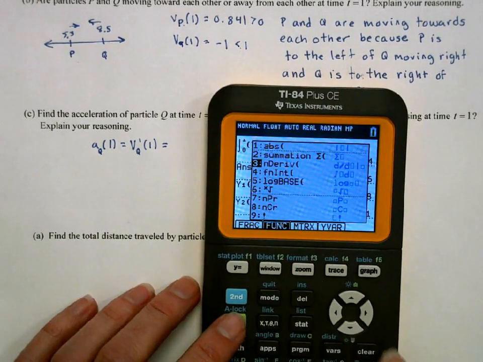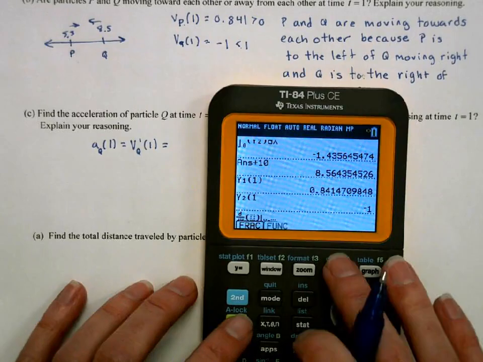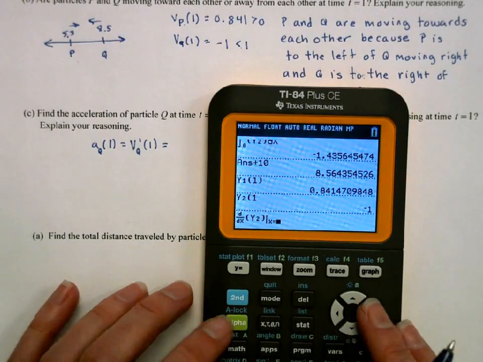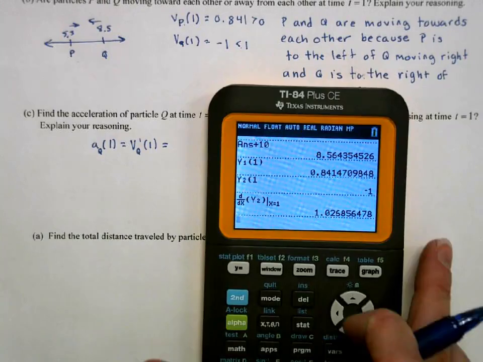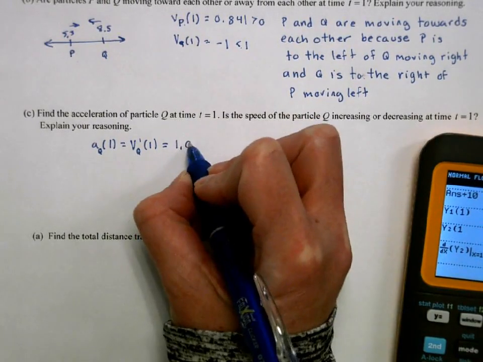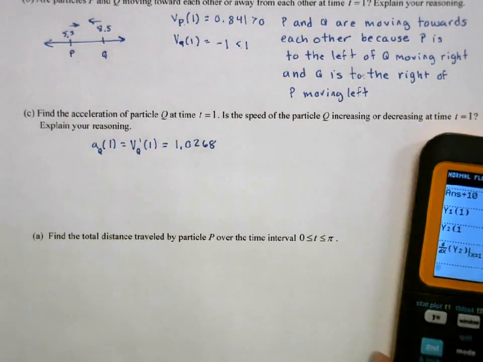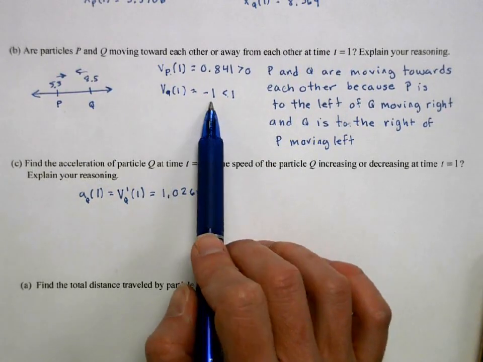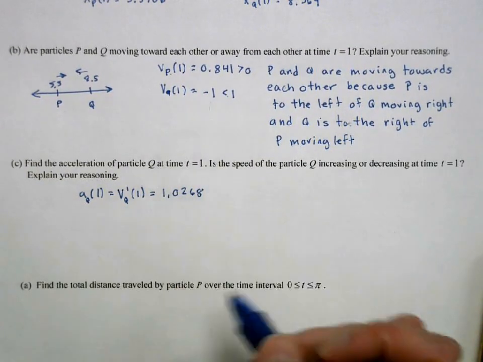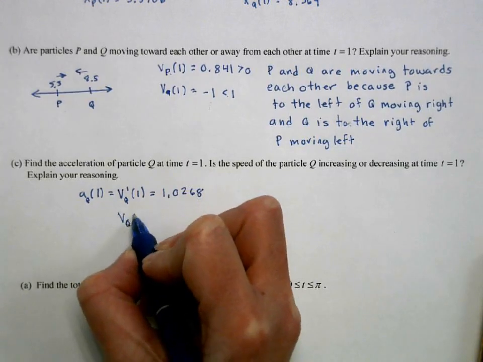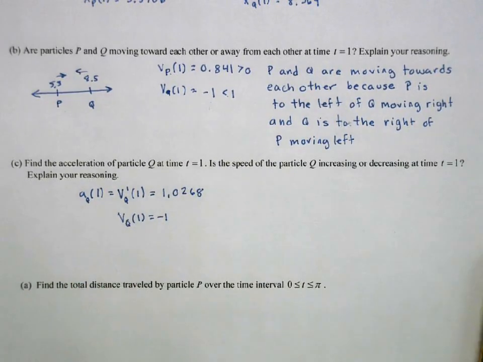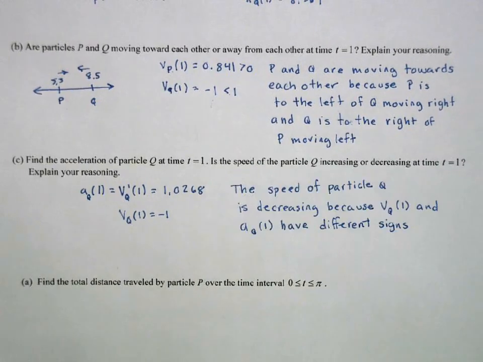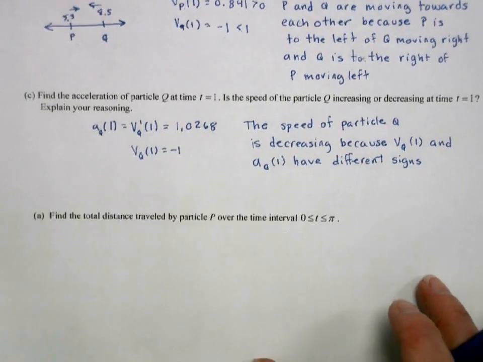So I'm going to do the derivative of Y2 at x equals 1, which is 1.0268. We already know the velocity from the previous problem is negative, which means the speed is slowing down. Okay. So in words, the speed of the particle Q is decreasing because VQ of 1 and AQ of 1 have different signs.